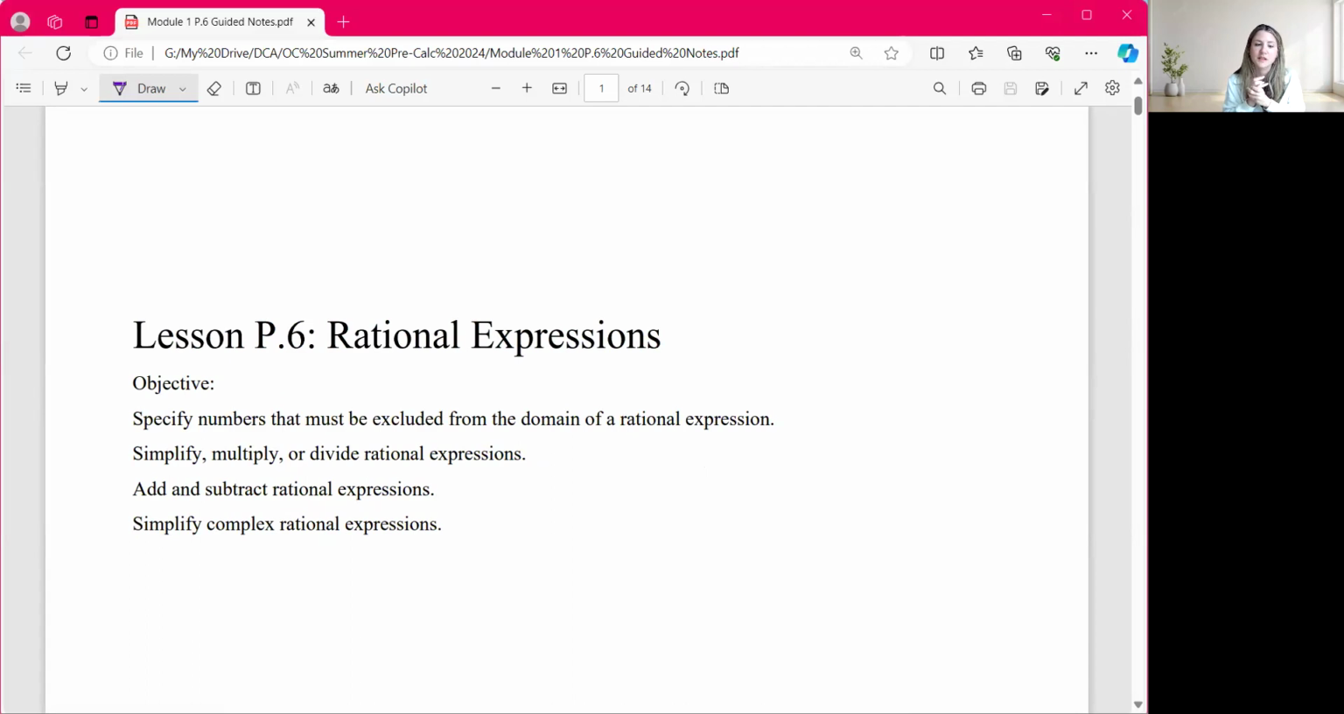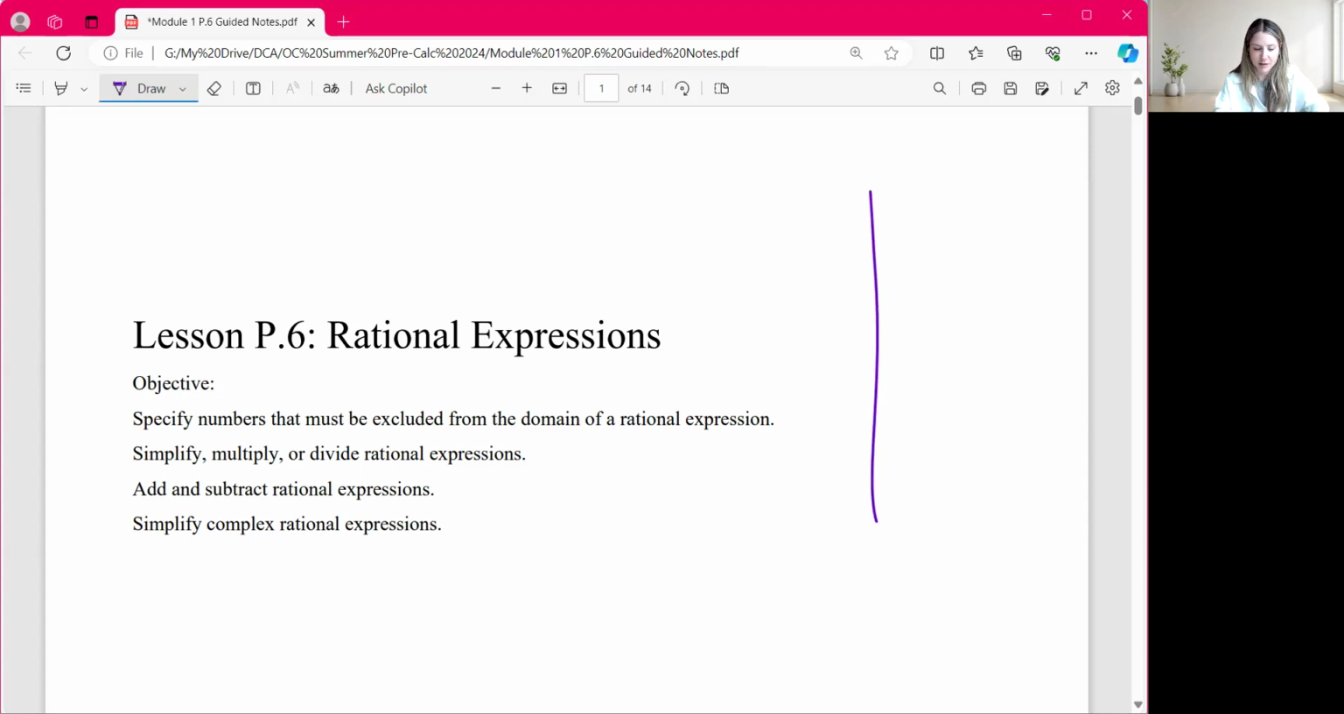First, we're going to specify numbers that must be excluded from the domain of a rational expression. We are going to be simplifying, multiplying, or dividing rational expressions. We are going to be adding and subtracting rational expressions, and we are going to be simplifying complex rational expressions. Lots to do today. I don't want to make this video too long. I will try my best, but let's get started.